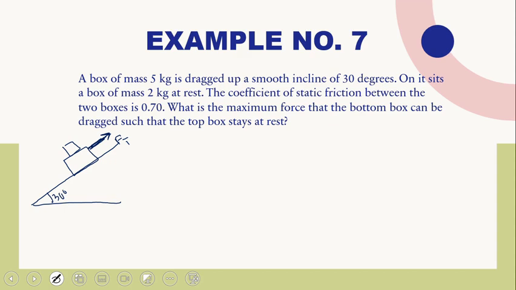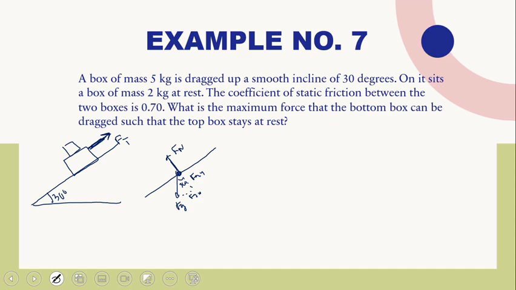So let's start by drawing an FBD for the top box. We can draw FG and then split that into components since we're on a slope, FGY, FGX, and this angle is 30 degrees. Next, we can draw normal force. This is the normal force that the bottom box exerts on the top box, and it's going to cancel out FGY. Okay, so what's keeping our top box in place from sliding down the slope to the left? That's static friction. Static friction holds the top box in place on top of the bottom box.